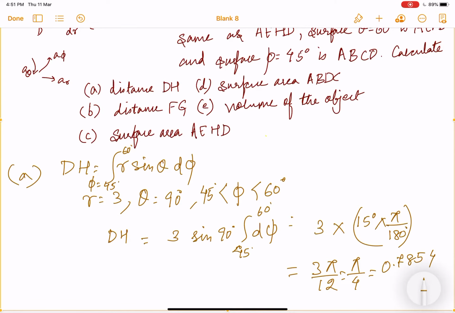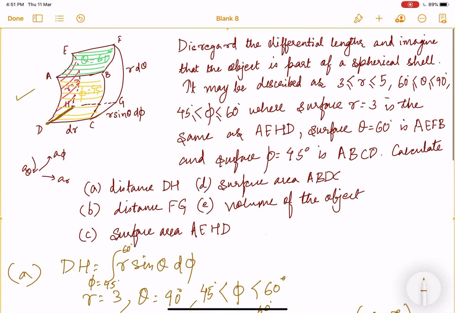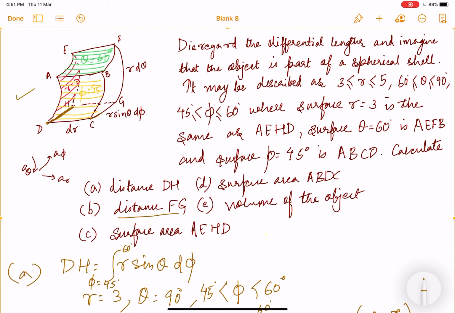Now this is the first question done. Then what does the next question say? FG. Distance FG is what we need to take out. How will we take out that? See, FG over here, as you can see in the diagram, it's given as R d theta, and it's a part of a surface. As you can see, the side surface AEHD is R is equal to 3, and we know that our range of R is from 3 to 5. So obviously this surface, that is FBCG, over here R will be fixed at R is equal to 5.